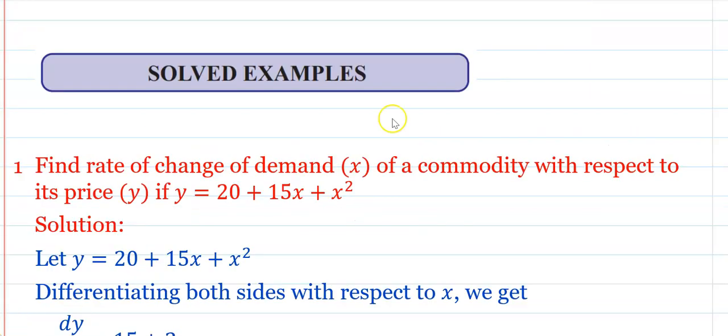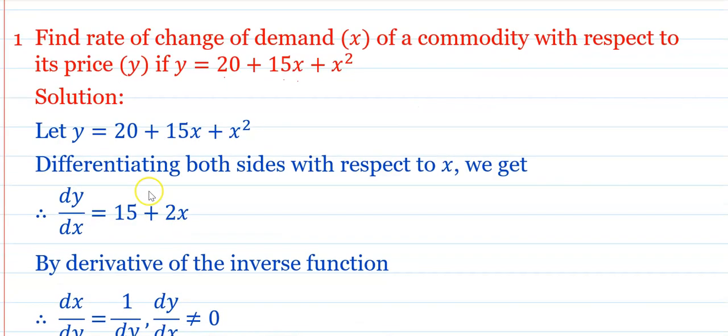The first example is: find the rate of change of demand x of a commodity with respect to its price y, if y is equal to 20 plus 15x plus x square. See this once again. Find the rate of change of demand, this is the x, of a commodity with respect to its price. Means you want to find out dx upon dy. But we have been given y as a function of x here. Y is equal to 20 plus 15x plus x square.